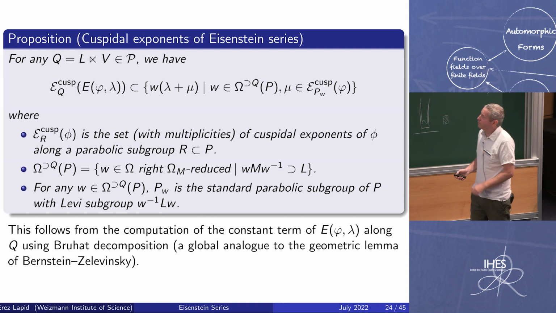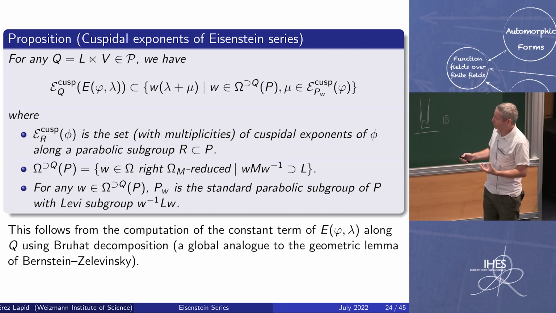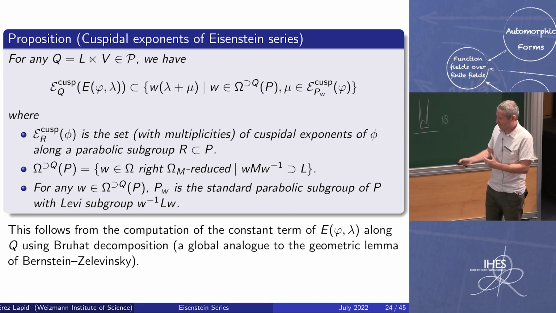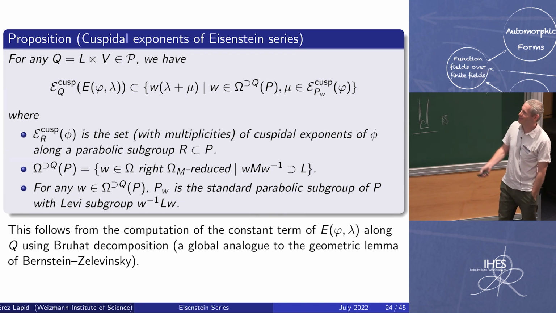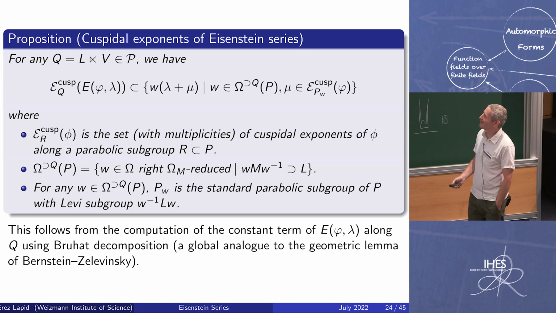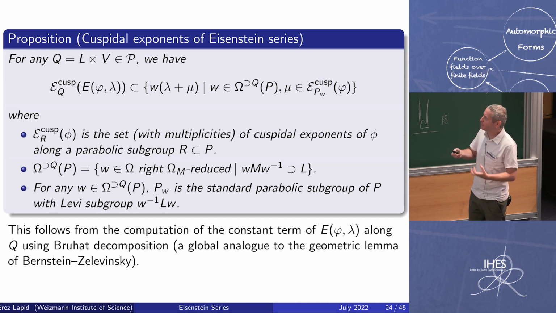So this is the key property that we're going to use. As I said, it's just some kind of global version of the geometric lemma of Bernstein-Zelevinsky, which appeared implicitly in the previous talk, by the way. And how do we make an equation out of this?